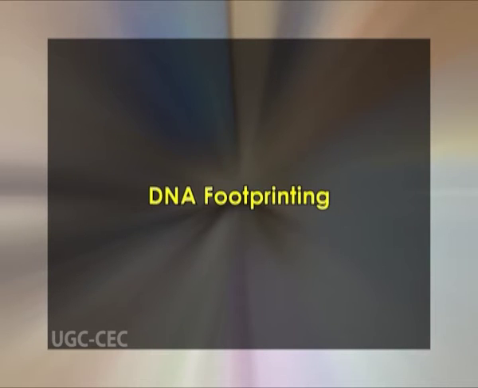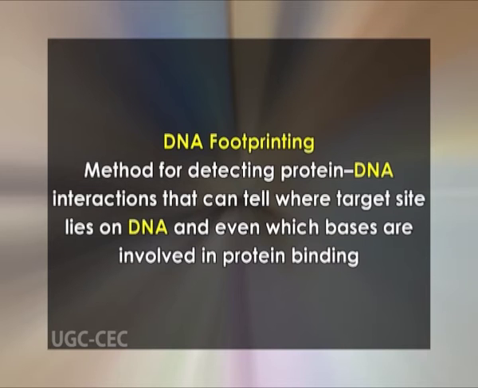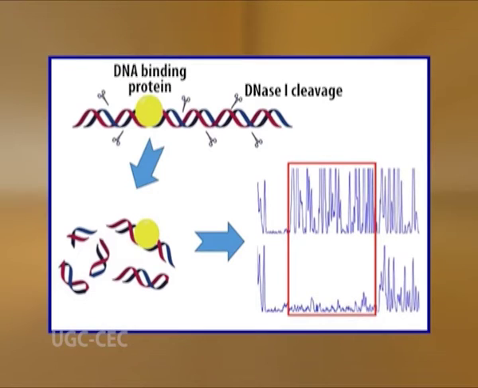DNA footprinting. DNA footprinting is a method for detecting protein-DNA interactions that can tell where the target site lies on the DNA and even which bases are involved in protein binding. Footprinting assays exploit the fact that a protein which is bound to a specific nucleic acid will interfere with the chemical or enzymatic modification of that DNA fragment. In this sense, it leaves its footprint on the DNA. Thus, the modification can be used to localize the contact area between protein and DNA.